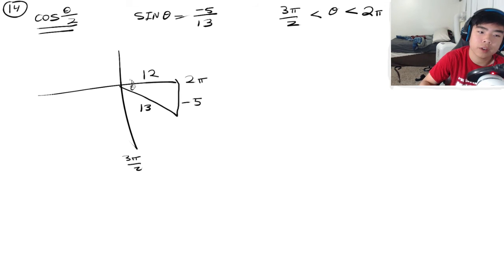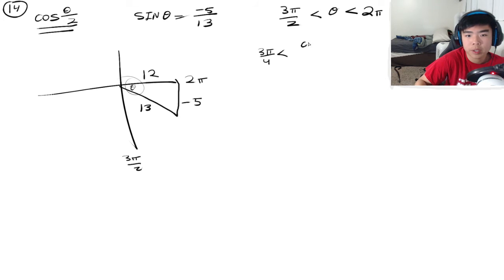But we're not trying to find theta, right? We're trying to find theta over 2. So in that case, we have to divide this by 2 to know which quadrant we're in, right? So we're dividing everything by 2 here. So this is going to be 3 pi over 4 bigger than theta over 2 bigger than pi. So 3 pi over 4 is somewhere here, and pi is right here.